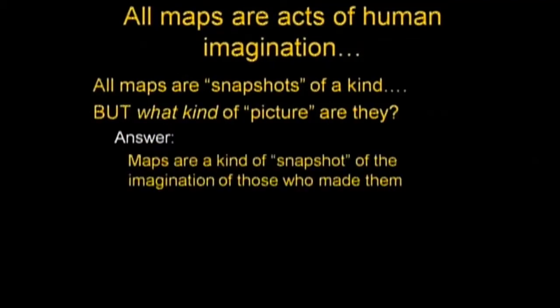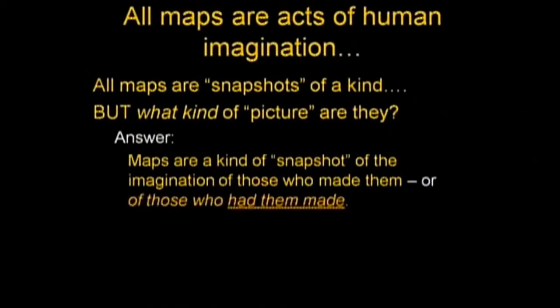Maps are a kind of snapshot of the imagination of those who made them. This isn't very abstract. They have to be imagined, and they're imagined by map makers. Or they're imagined for a map maker by those who had them made. That's to say, we have to look at the structure of how the map is, in effect, created. Very few people had traveled to Africa, and yet they become map makers of Africa. And that whole process is something that deserves a lot of attention.